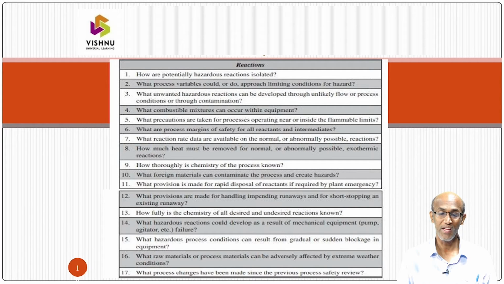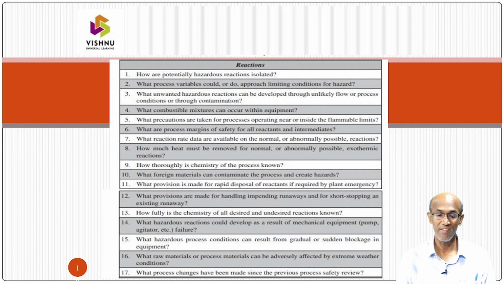How thoroughly is the chemistry of the process known? What foreign materials can contaminate the process and create hazards? What provision is made for rapid disposal of reactants if required by plant emergency? What provisions are made for handling impending runaways and for short stopping an existing runaway?